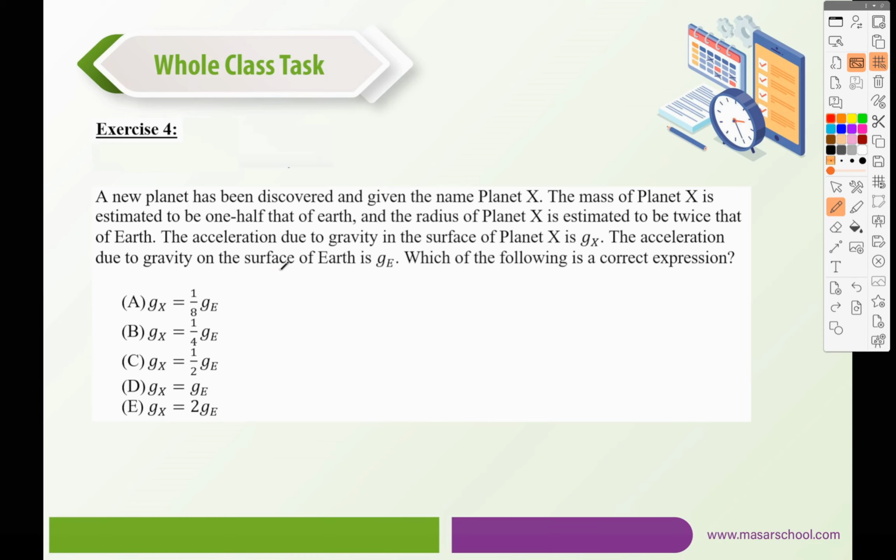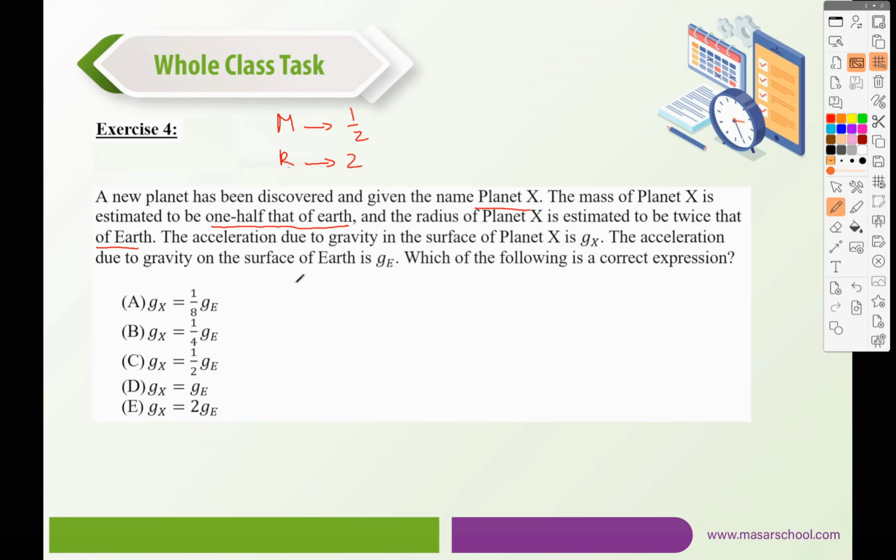Now, a new planet has been discovered and given the name Planet X. The mass of Planet X is estimated to be 1/2 that of Earth, and the radius of Planet X is estimated to be twice the radius of Earth. So the mass is being halved, and the radius is being doubled. The acceleration due to gravity on the surface of Planet X is gx.